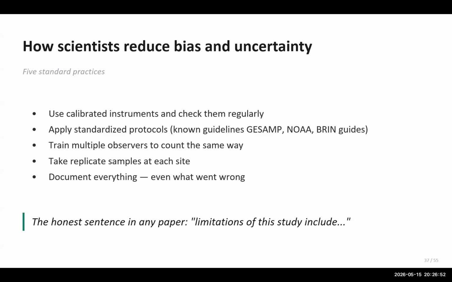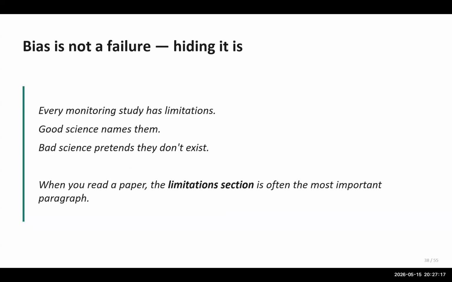So the most honest sentence in a paper is, "Limitations of this study include..." In that section, you put all the limitations that your study has so people can understand how you got your data, and whether it's comparable to their data or not. One thing I want you to take away clearly is that bias is not a failure. Hiding the bias is a failure, is a problem. I want you to remember this one.